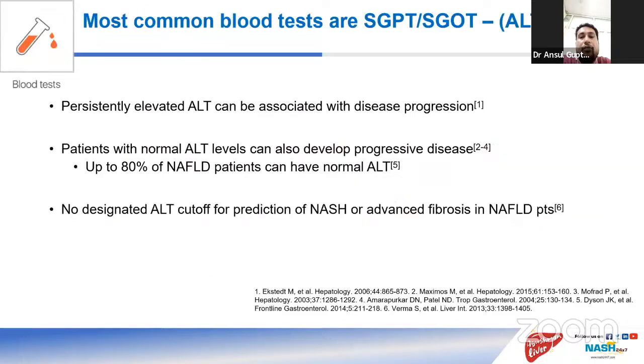So what I already told, what are the common tests? That is SGOT, SGPT. There is elevated ALT. ALT is nothing but SGPT. ALT is more persistent. If it is elevated, it is a problem. But it is not that a patient with normal ALT cannot develop progressive disease. That is nothing but normal ALT. Up to 80% of NAFLD patients can have a normal ALT level. So there is no designated ALT cutoff for prediction of NASH or advanced fibrosis in NAFLD patients.